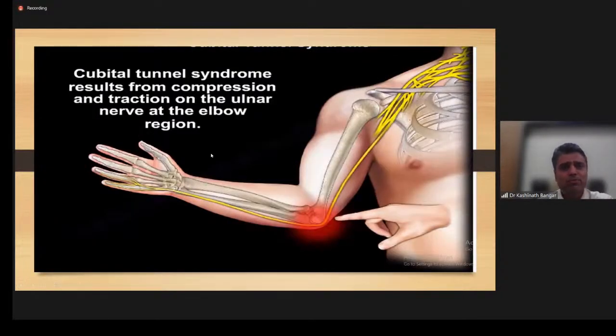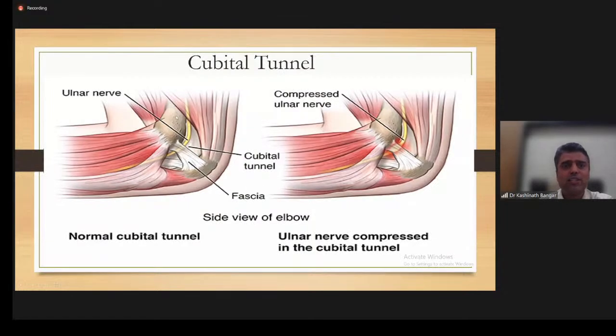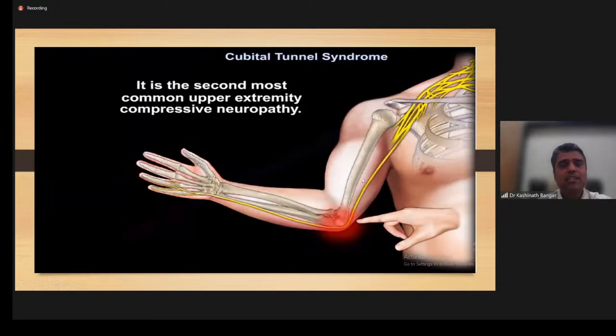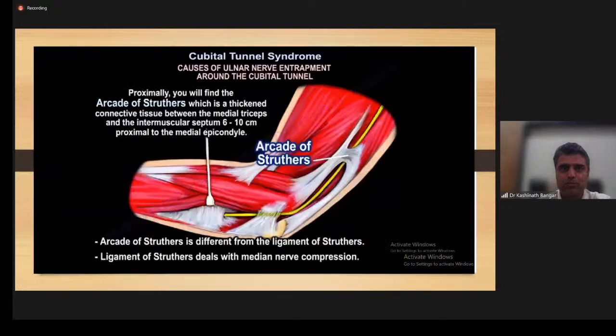Cubital tunnel syndrome results from compression or traction on the ulnar nerve at the elbow region. Right? How is the cubital tunnel formed? It is formed by the medial epicondyle, the olecranon, and there is a fascia in between. Okay? And if the nerve gets compressed at this level, it is called cubital tunnel syndrome. It is the second most common upper extremity compressive neuropathy, and as you know, the first is the median nerve, or carpal tunnel syndrome.